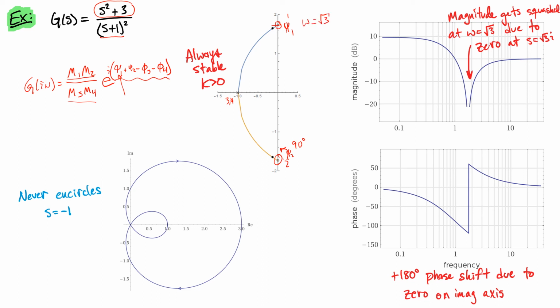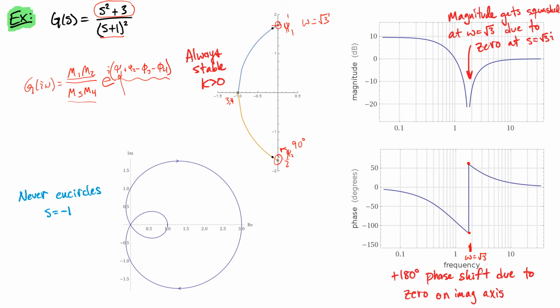And so that's exactly this value right here. This is omega is equal to square root of 3. And what we're observing here is that we get a jump of 180 degrees positive. And again, that's because these are zeros, they're adding phase. A jump of 180 degrees in the phase.